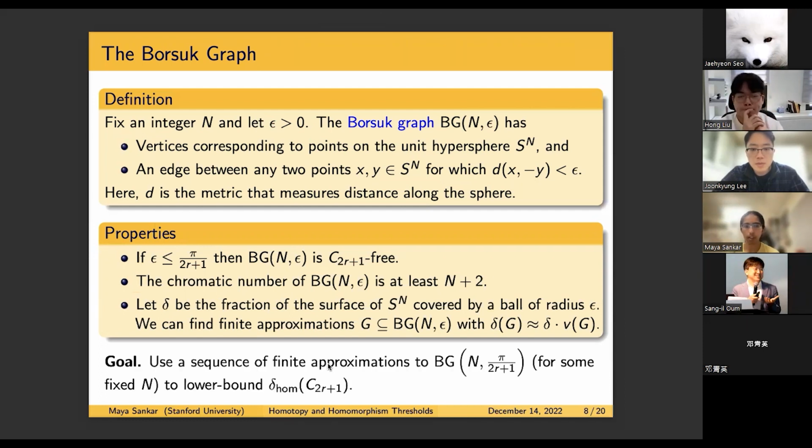So ultimately, our goal is, we'll pick some n, and we'll pick n so that the chromatic number of this graph is large enough to derive a contradiction. And then we'll keep taking better and better approximations to this Borsuk graph and show that as we take this sequence of better and better approximations, there is no C_{2R+1}-free homomorphic image of all of them.